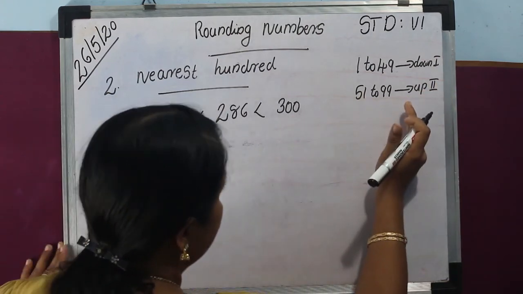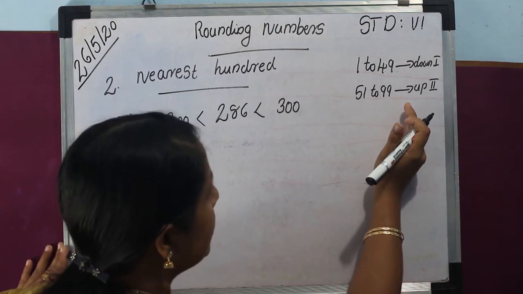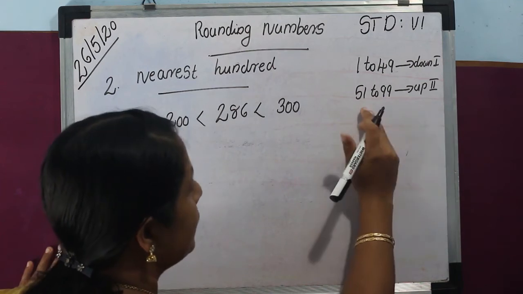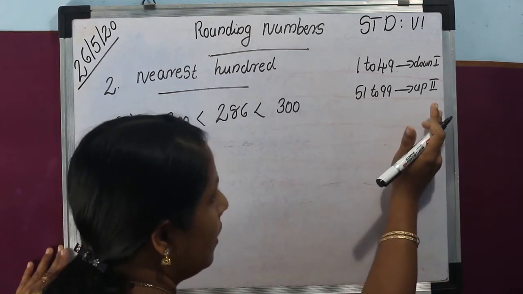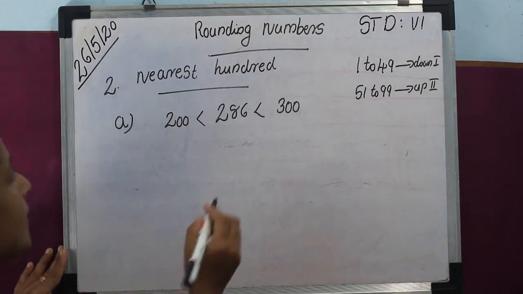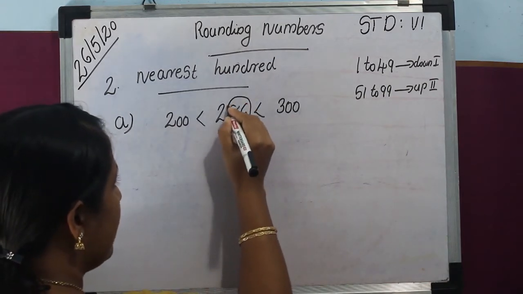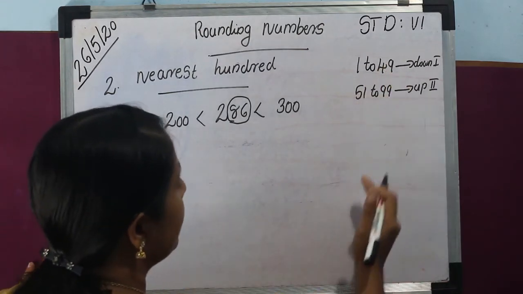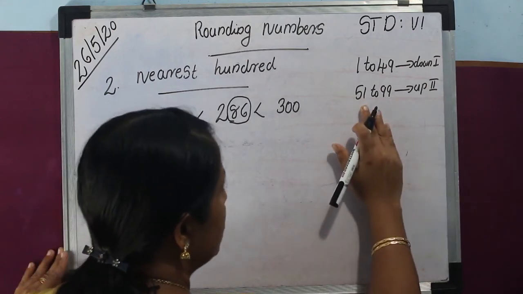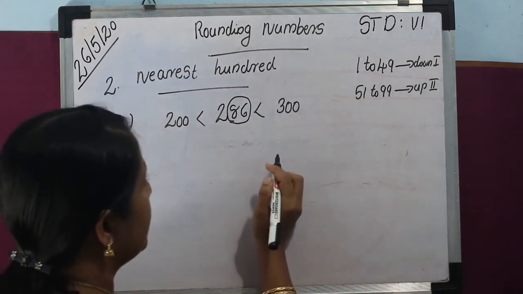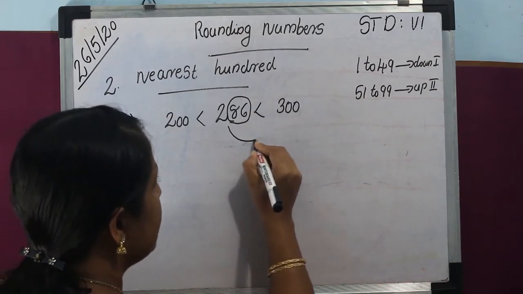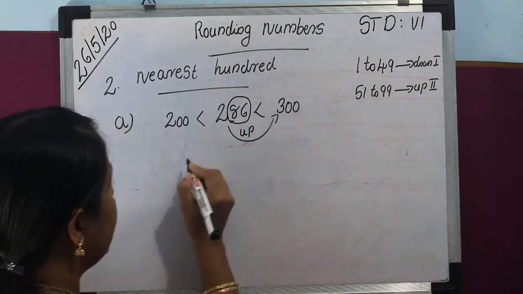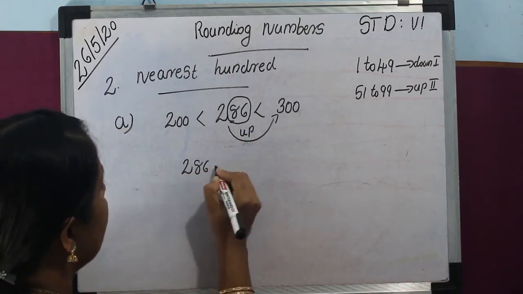These are the conditions of nearest 100: the numbers included in 1 to 49 are rounded down to the first number, and the numbers included in 51 to 99 are rounded up to the second number. Here we take the last two digits, that is 86. Which category does 86 belong to, 1 to 49 or 51 to 99? Yes, it belongs to 51 to 99. So it is rounded up to the second number. Here 286 is rounded up to 300.